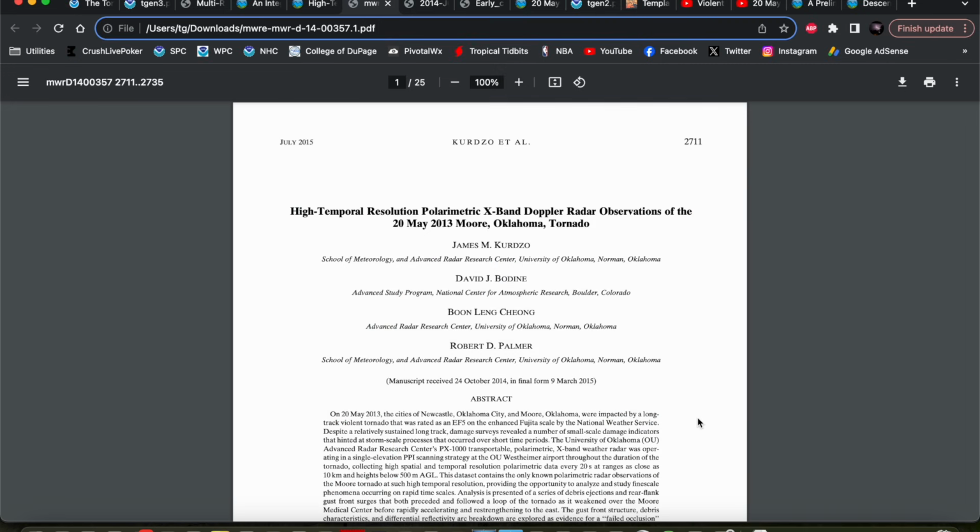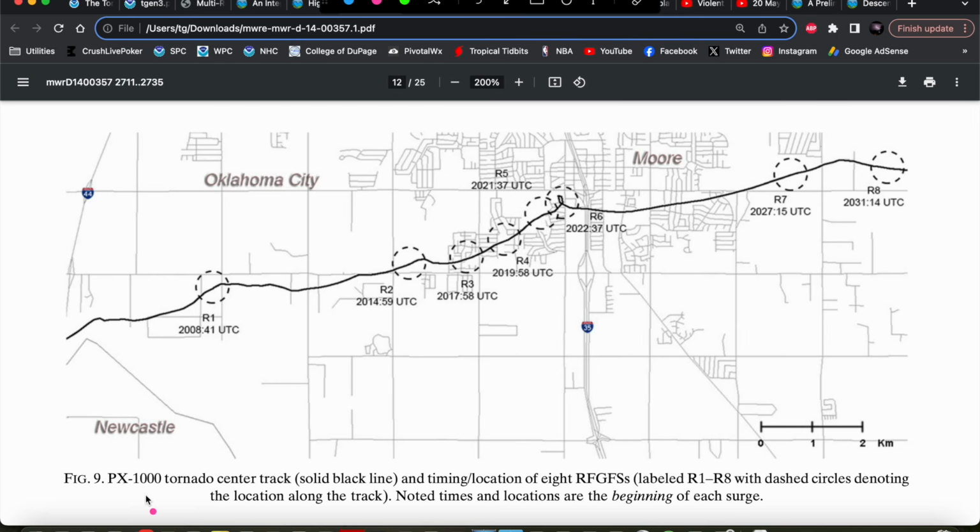Each of these debris ejections is documented in depth in Kurdzo et al. 2015. They identified at least 8 different RFD surges, most of which were accompanied by a debris ejection. They also noted slight shifts in the tornado track associated with many of these RFD surges, as you see in their figure 9 here. Each dashed circle represents an RFD surge, and you can clearly see some slight shifts to the track in concert with many of these RFD surges, including this loop that occurred near the Moore Medical Center.